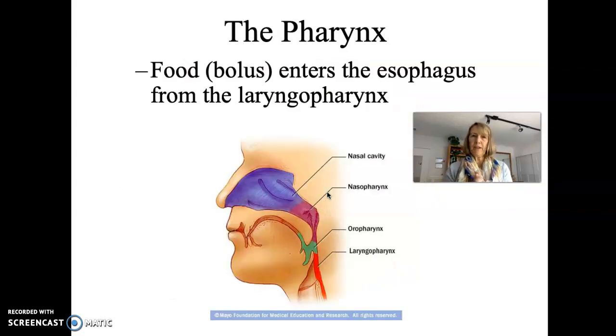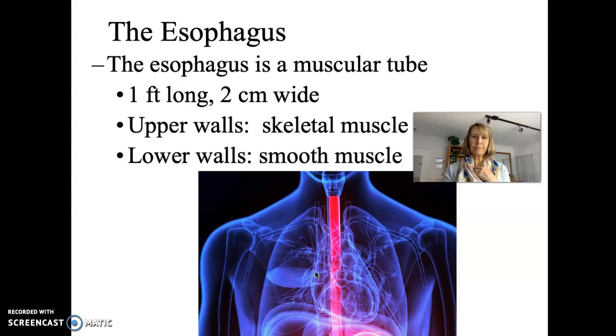So let's move down into the pharynx. So food you're eating, or the bolus, we call it bolus, is going to enter the esophagus from the laryngopharynx. So directly across from the mouth is the oropharynx, directly across from the nose is the nasopharynx, and then the region where you have your Adam's apple is going to be the laryngopharynx. Once food passes past that, that's a shared passageway. We talked about that, right, in respiratory. It's going to enter into the esophagus.